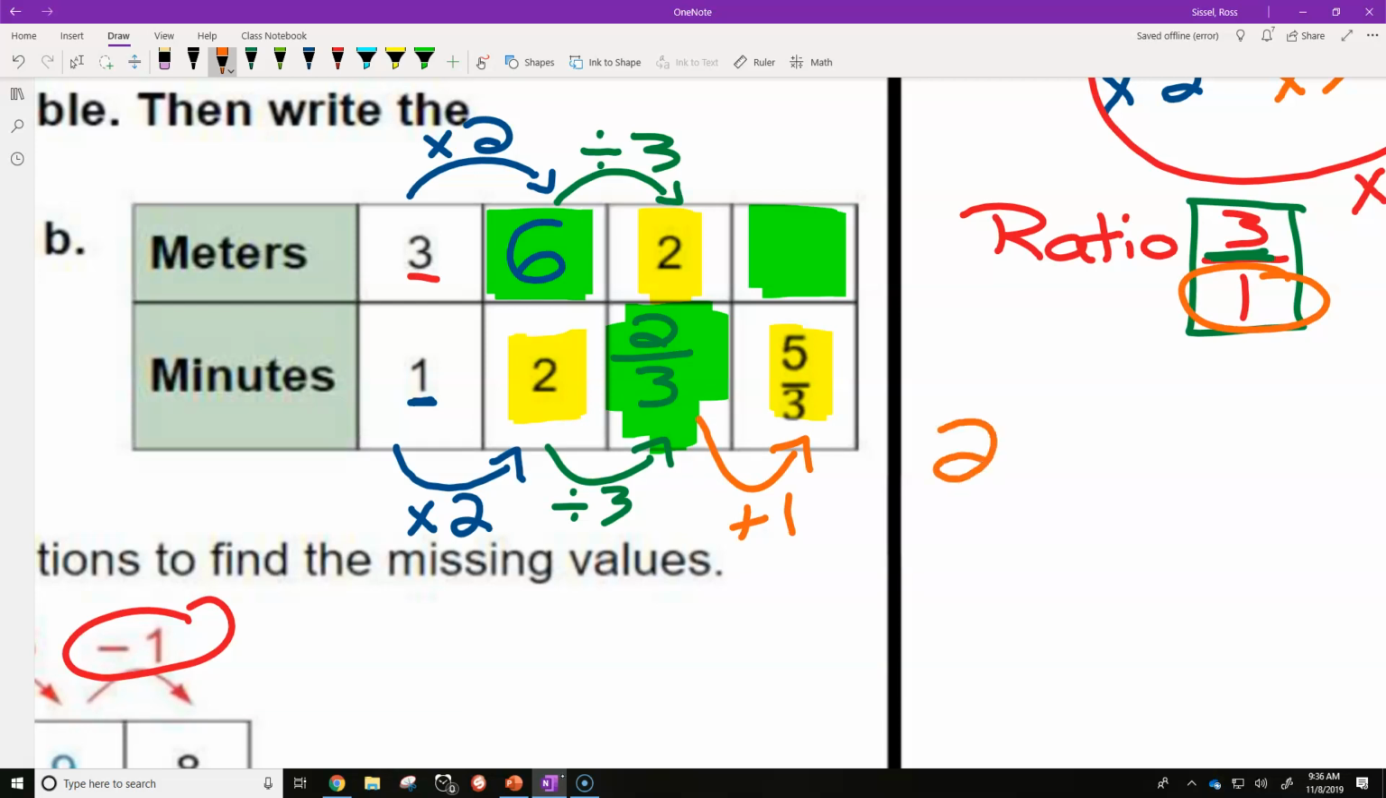Can anyone tell me, because I think Big Ideas messed up again. They did 2/3 plus 1 is 5/3. I do not see it. 2 plus 1 is 3, or 3 plus 1 is 4. How did they get 5/3?